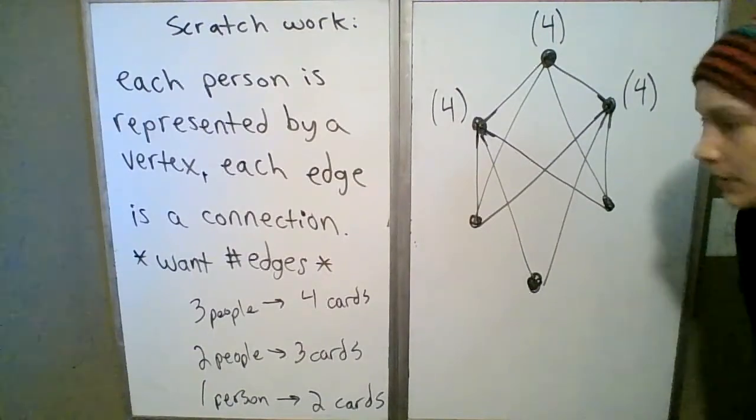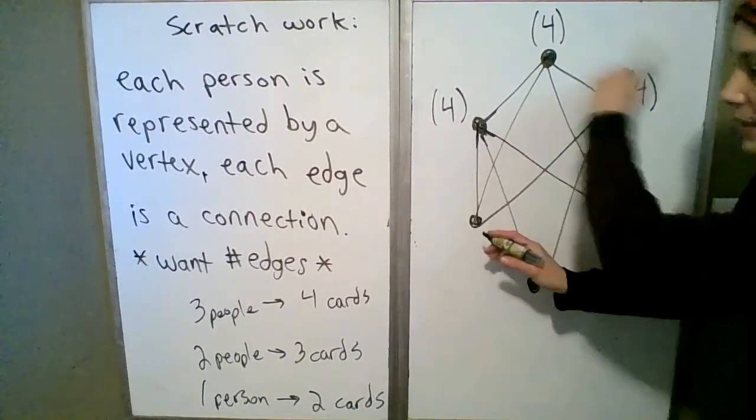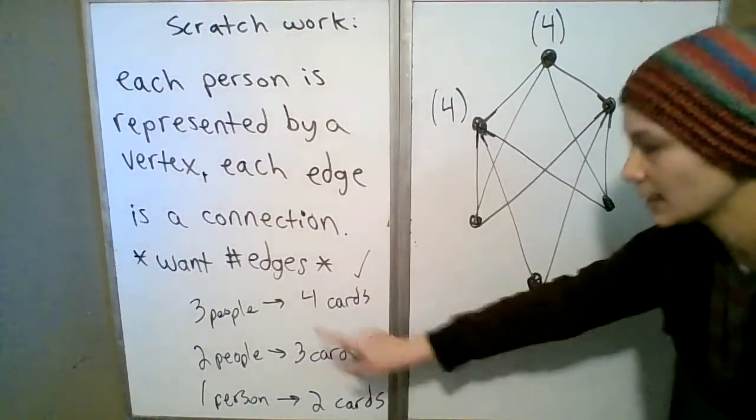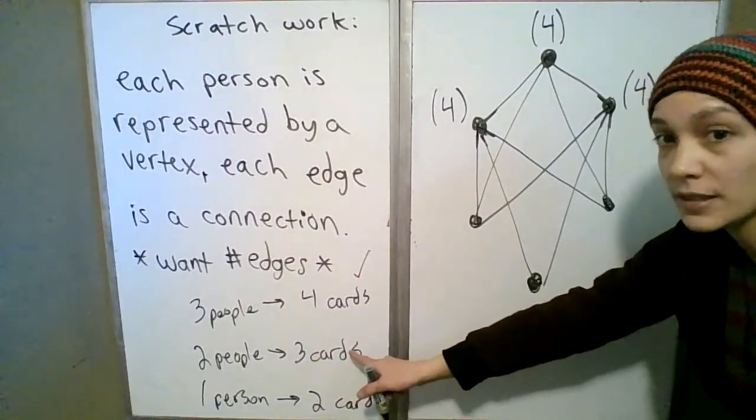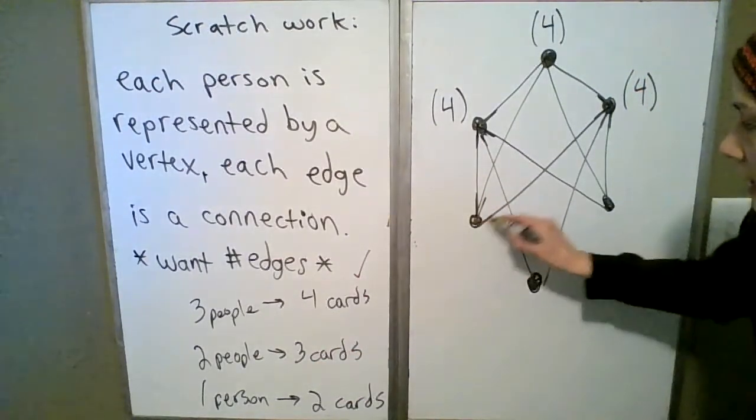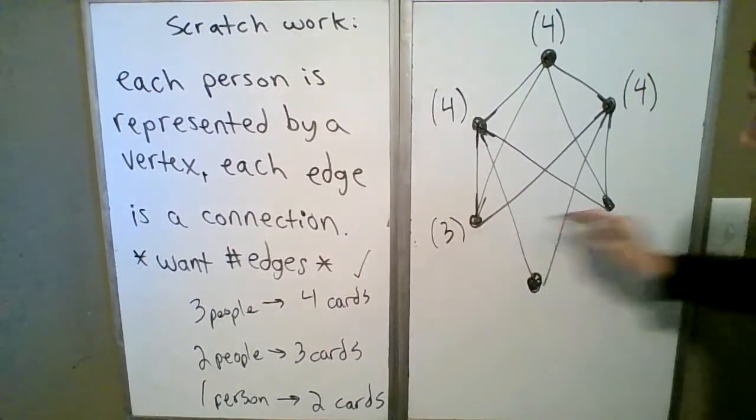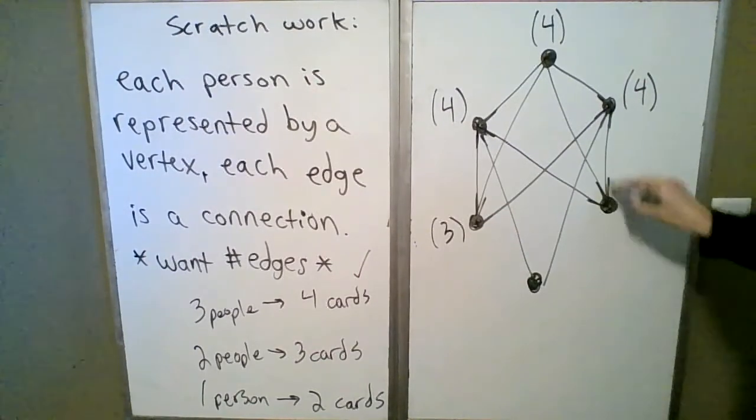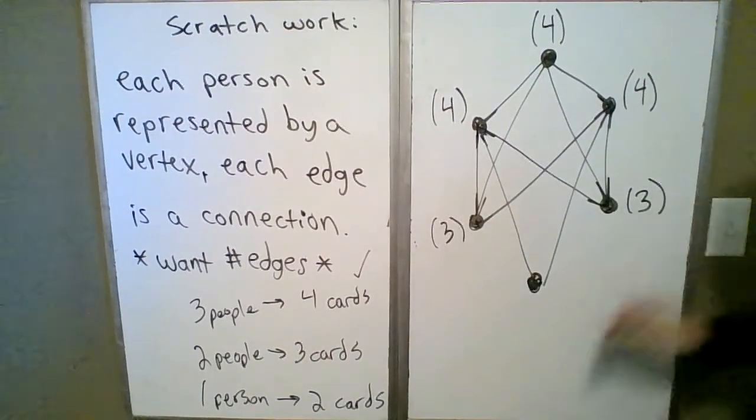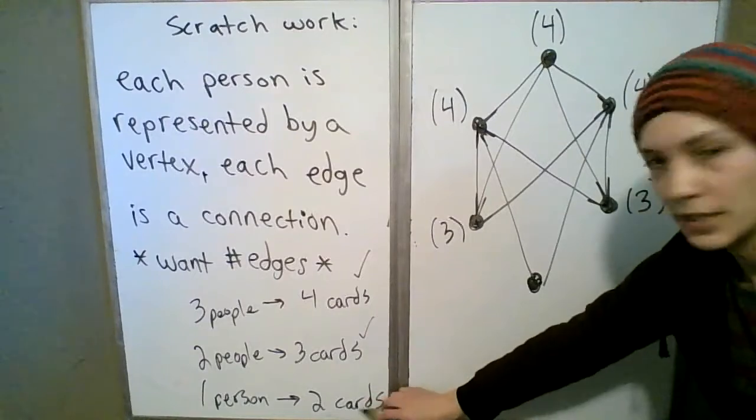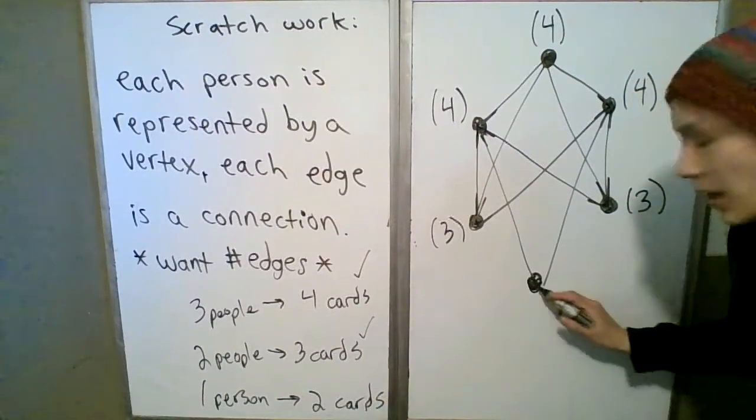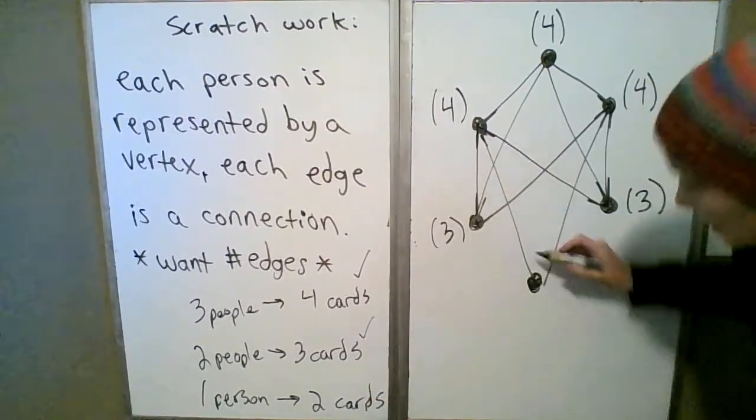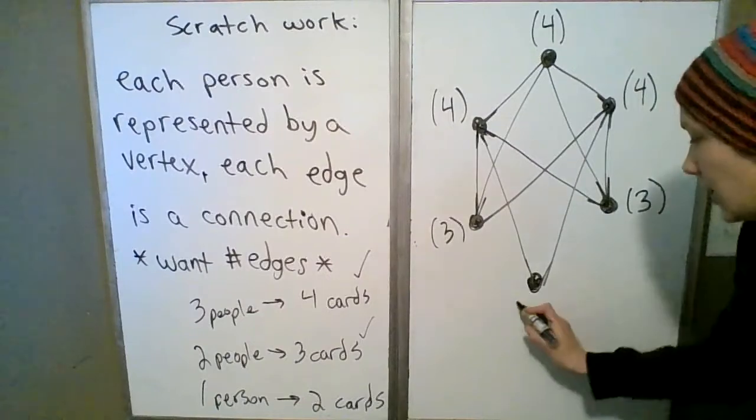So if we look at the rest of the people, so far we've got 3 people with 4 cards. Check. We need 2 people who have 3 cards, which this is degree 3. This vertex has degree 3. And then 1 person has 2 cards, which is that one at the bottom. This person here has 2 connections or 2 cards that they have collected.